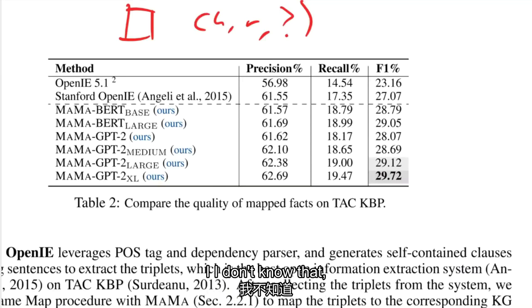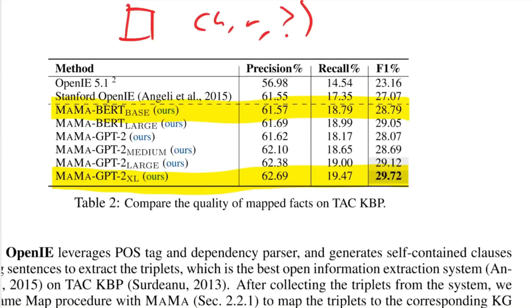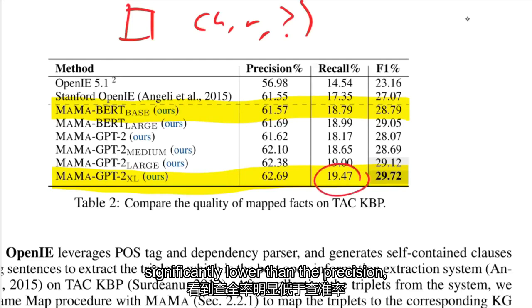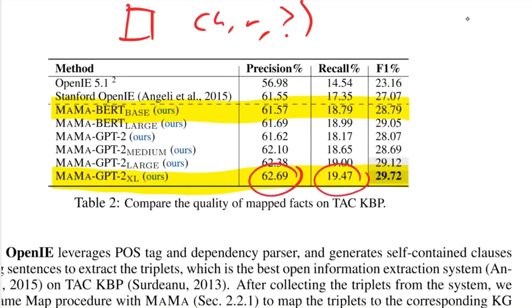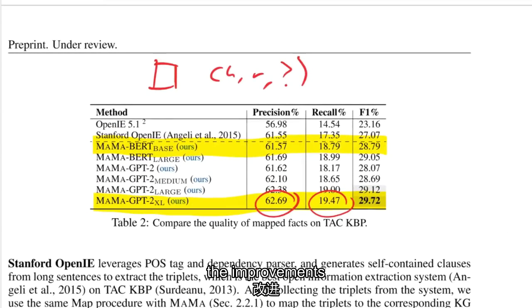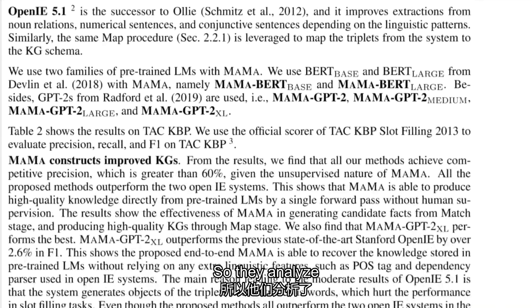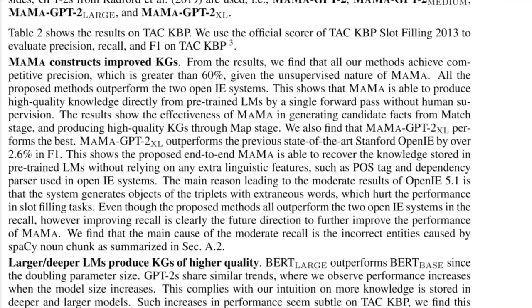I don't know that, but you can see that MAMA, even the smallest one here, beats those by quite a bit. Now you can see that the recall is significantly lower than the precision, which is a direct result of how many constraints on the system there are, and tells you what the improvements can be going forward. So they analyze a lot of this.